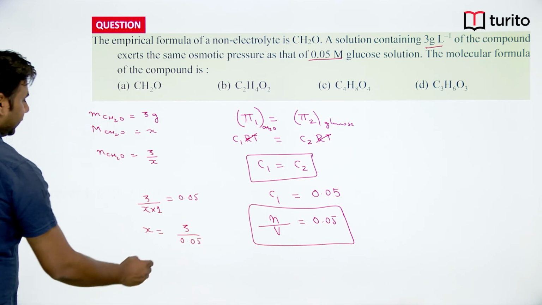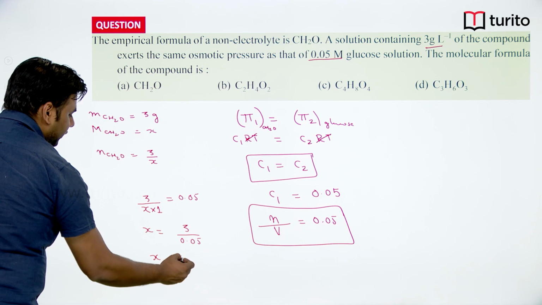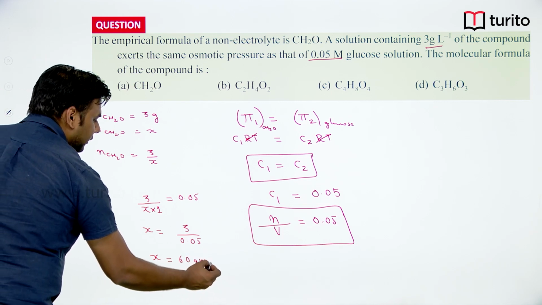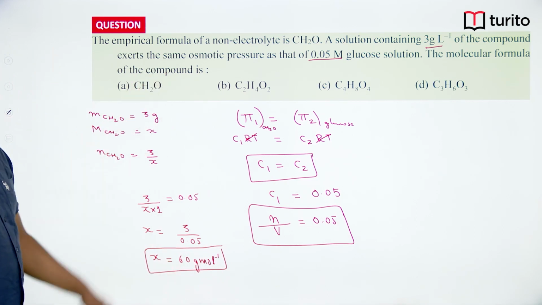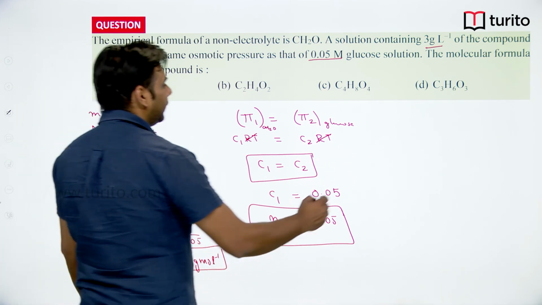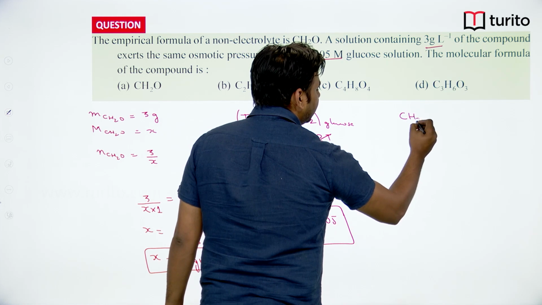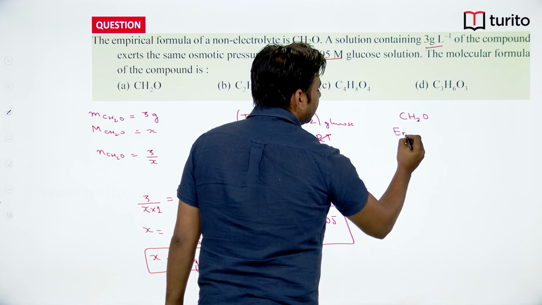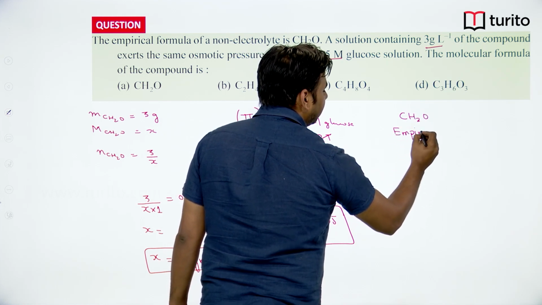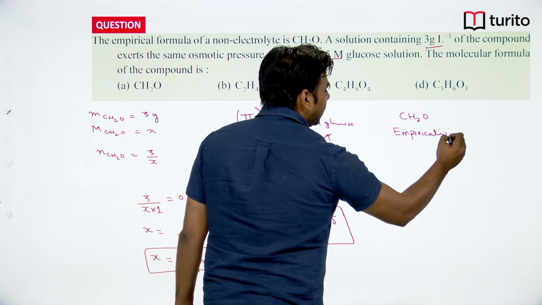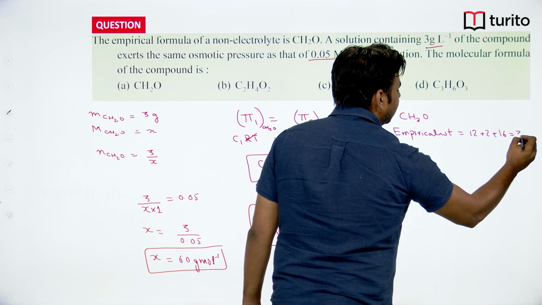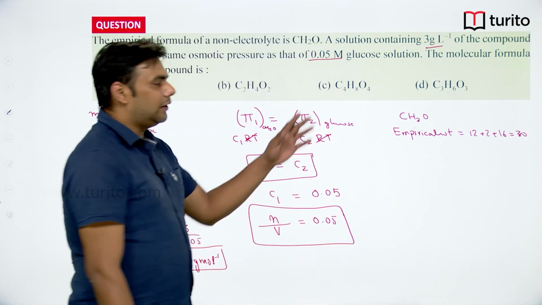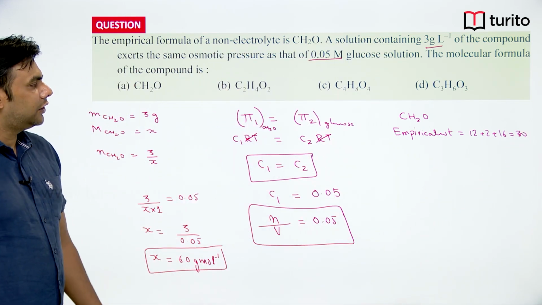You can calculate this will come out to be 60 gram per mole. So the molar mass of this compound is 60. Now let us look at this CH2O. Its empirical weight would be 12 plus 2 plus 16, that is 30 gram per mole. So the empirical weight of this CH2O is 30.